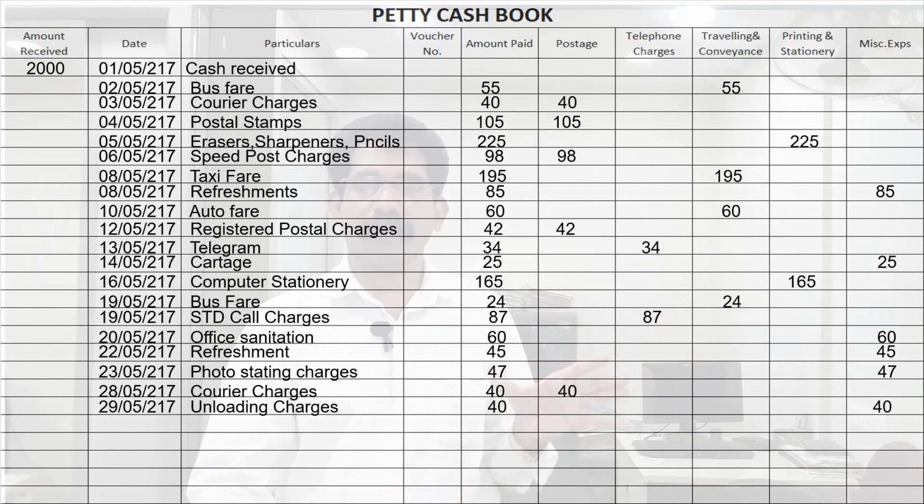On 30th May, bus fare rupees 15. We have one column for conveyance. 30th May, bus fare rupees 15 under conveyance column. Take the total to the total amount paid column.